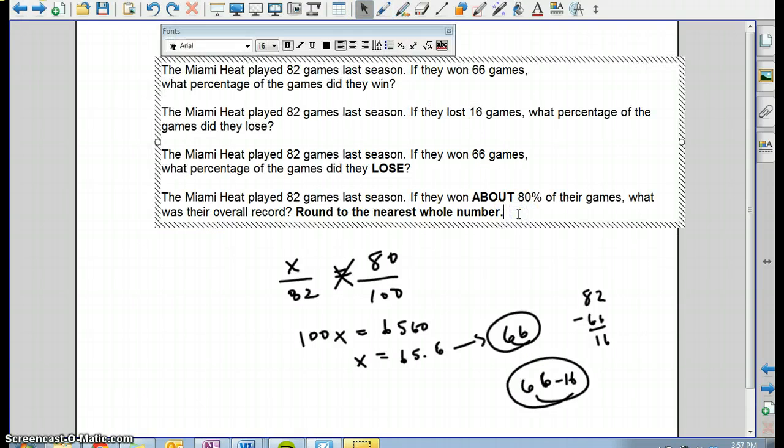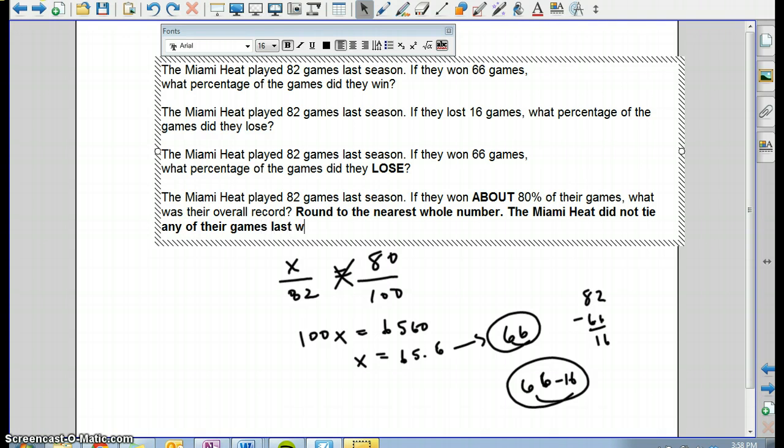The first thing I think about is when you think of wins and losses, you also must need to think about ties. So you might need to say something like this: the Miami Heat did not tie any of their games last season. So again, there's just a sampling of the different ways you could write a word problem.